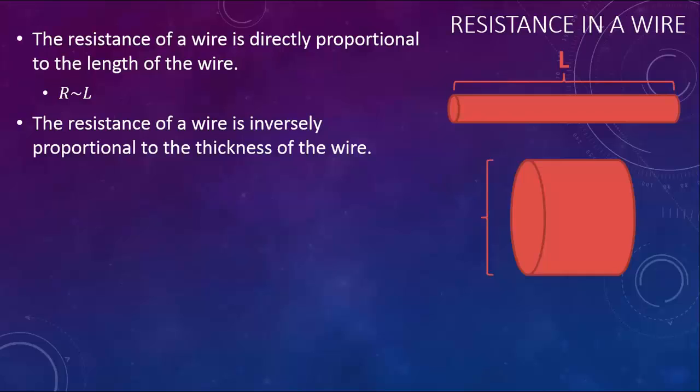The quantity that we actually use that's related to the thickness of a wire is called the cross-sectional area. If you took a wire and cut it in half and then looked at the end, you'd see a circle, and that circle would have an area. The resistance of a wire is inversely proportional to that area.